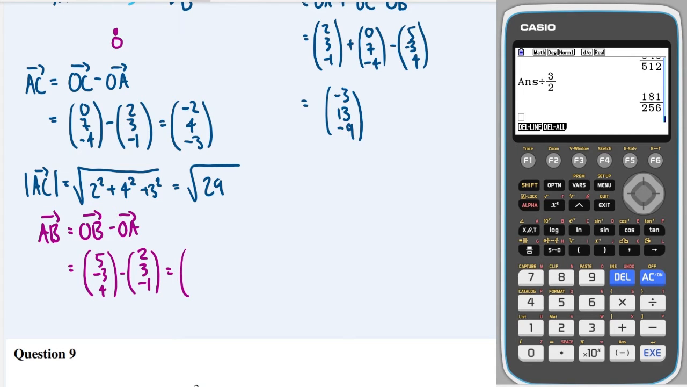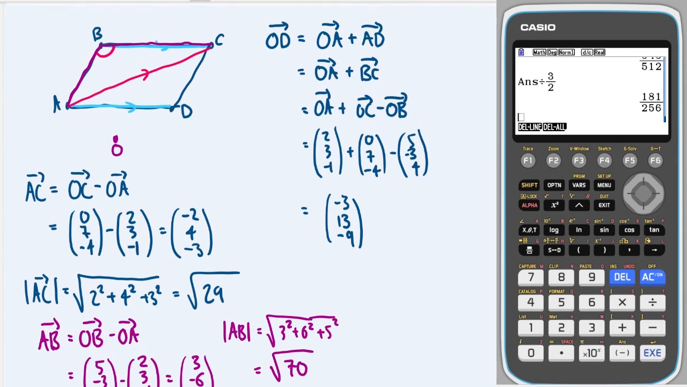Which is 3 minus 6 and 5. So therefore the modulus is equal to the square root of 3 squared plus 6 squared plus 5 squared, and that's equal to the square root of 70.